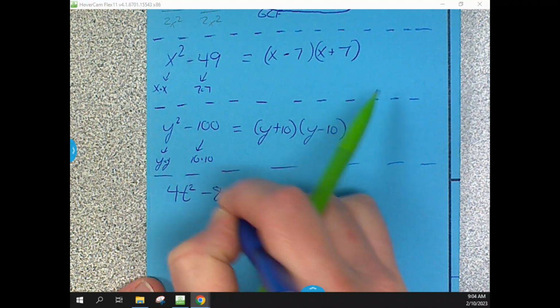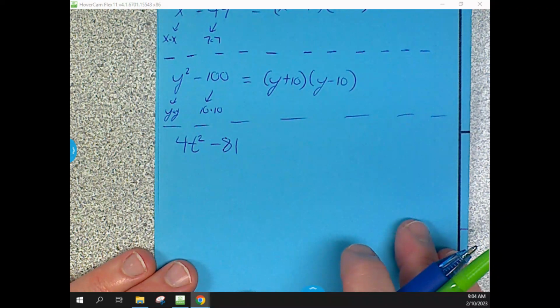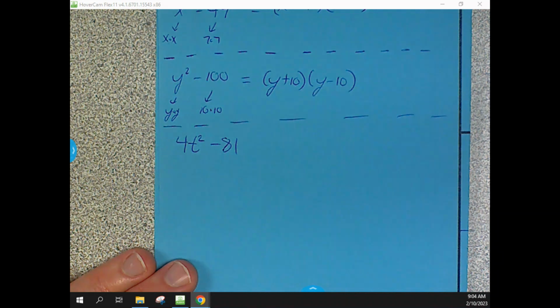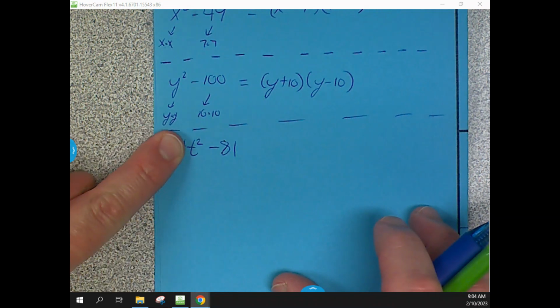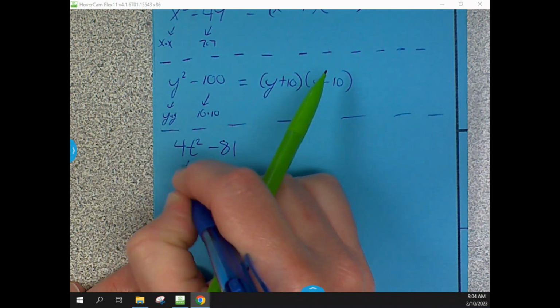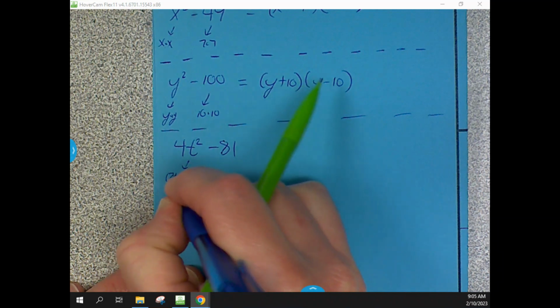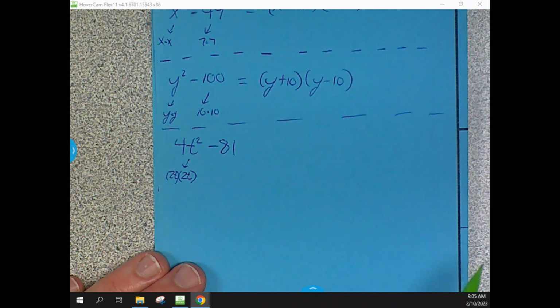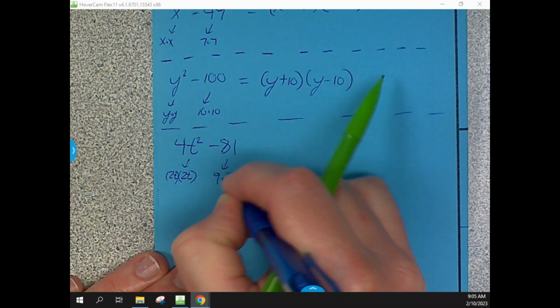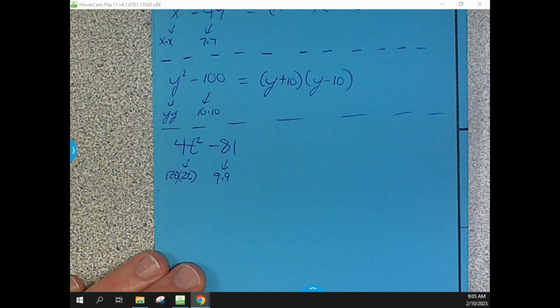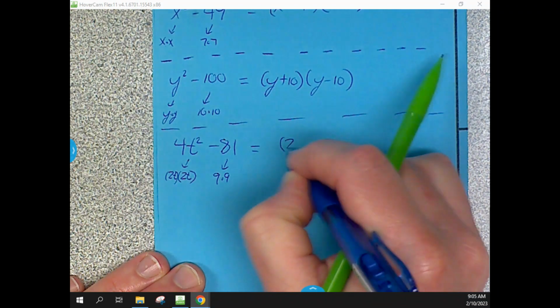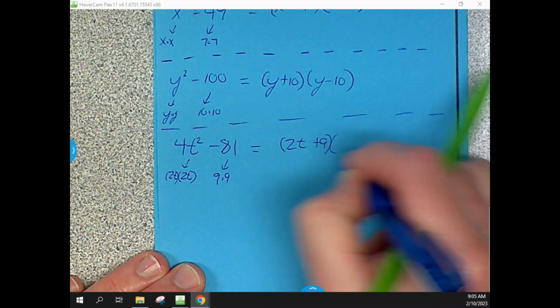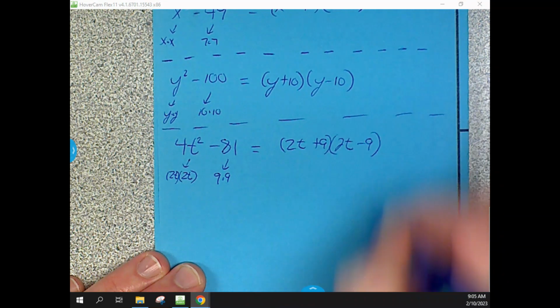4t squared minus 81. All right, so if you've got 4t squared, now we know t squared would just be t times t. But if you've got 4t squared, that's 2t times 2t. And 81 is 9 times 9. So that would be 2t plus 9 and 2t minus 9.